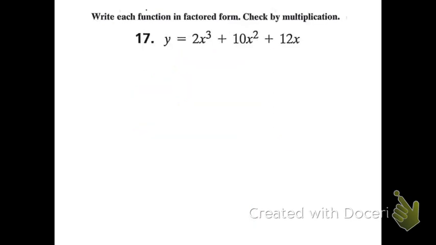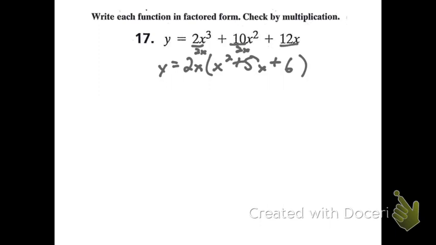Okay. Now, all we're trying to do is get these to be in parentheses. All right, that's it. So y equals, now they all have a 2x in common, so I'm going to take the 2x out. When you take that out, you're left with x squared plus 5x plus 6. That's because we divide everything by 2x. When you take out a 2x, you got to divide each term by that.